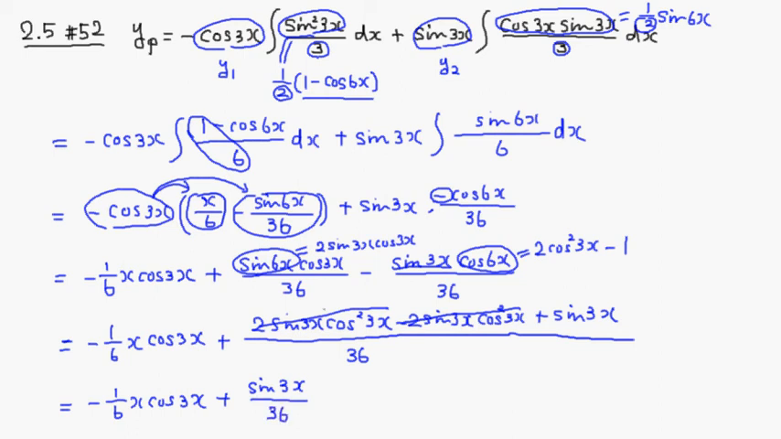But remember that sine of 3x, right here, is actually y2, so it is part of the complementary function. Therefore, we don't really need this term. So the solution, just yp, is this very first term, negative 1 over 6 x cosine of 3x. That's how you find the yp using variation of parameters. I hope this was clear.